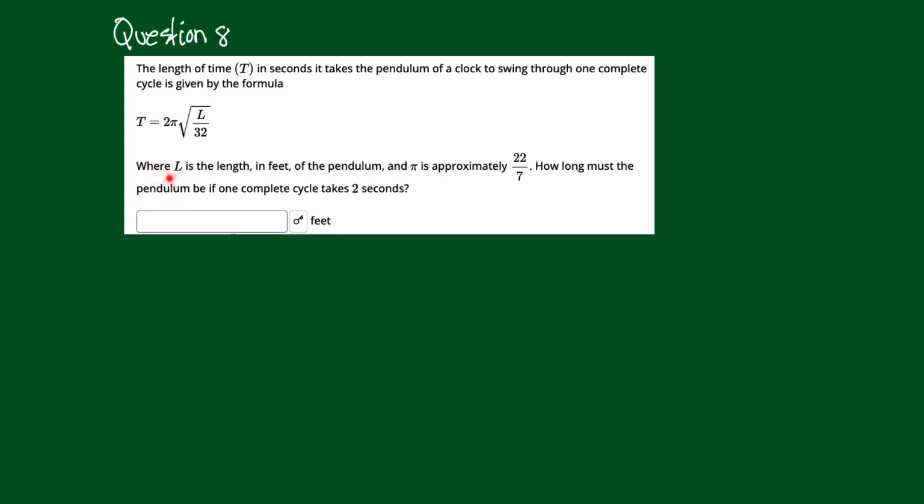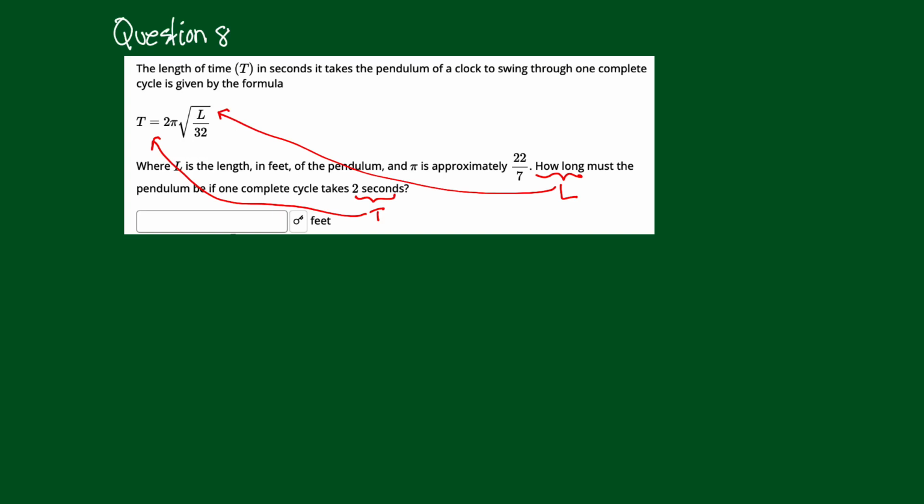Now, here's what we have. L is the length in feet of the pendulum, and pi, we're going to approximate pi with 22/7. So how long? That's L. How long must the pendulum be to complete one cycle of 2 seconds? Now that 2 seconds, that's time. So here's time, and here's the L.